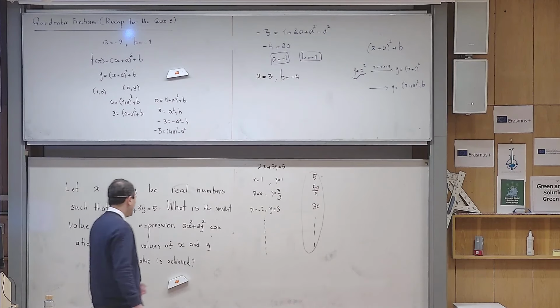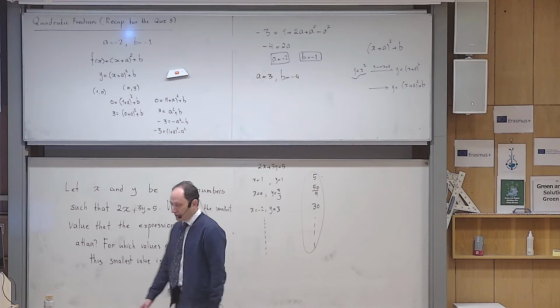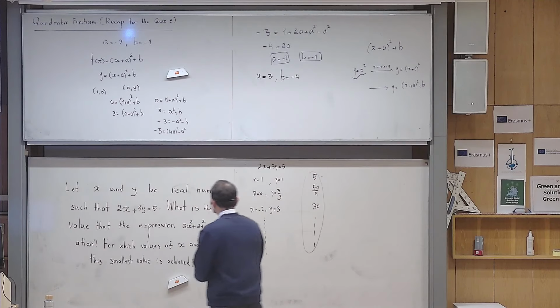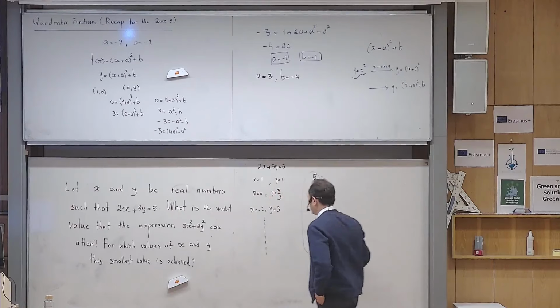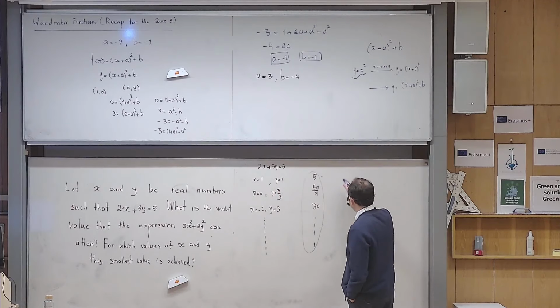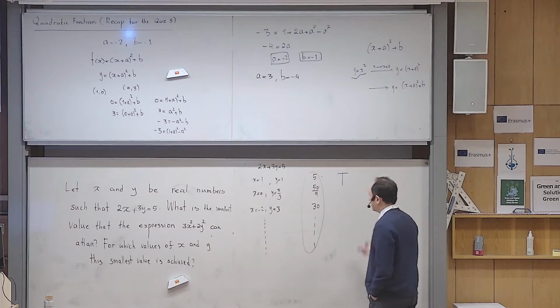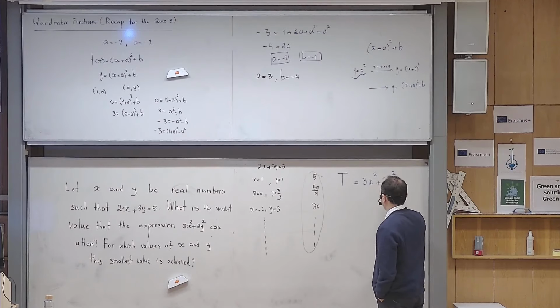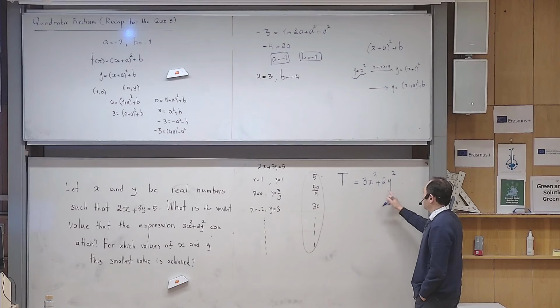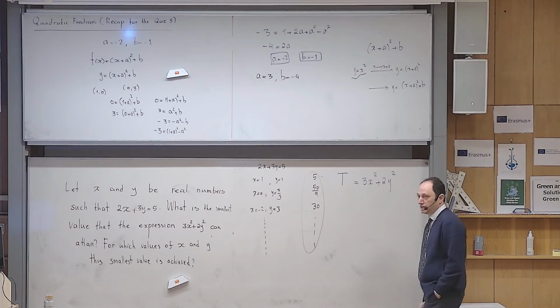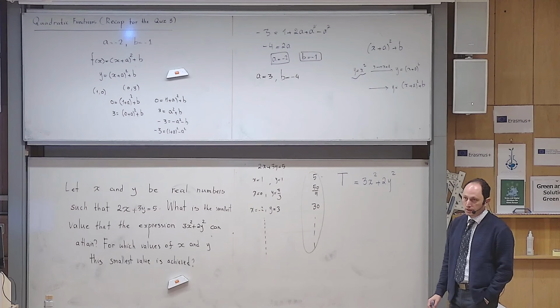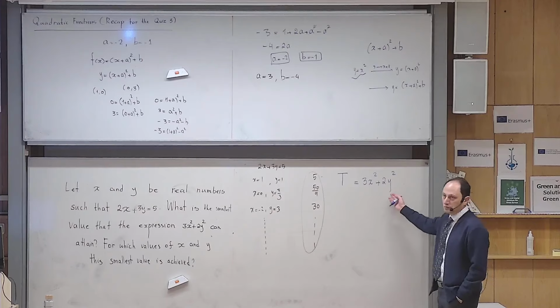Okay? So let me review what I meant here. So what I say is that this is my target function. So if you don't mind, let me call it t for target. What is your target function? It is 3x squared plus 2y squared. It is quadratic, so far so good, but it contains 2 variables. I have to get rid of one of them. Which one you want to get rid of, it doesn't matter, but I prefer to get rid of y.